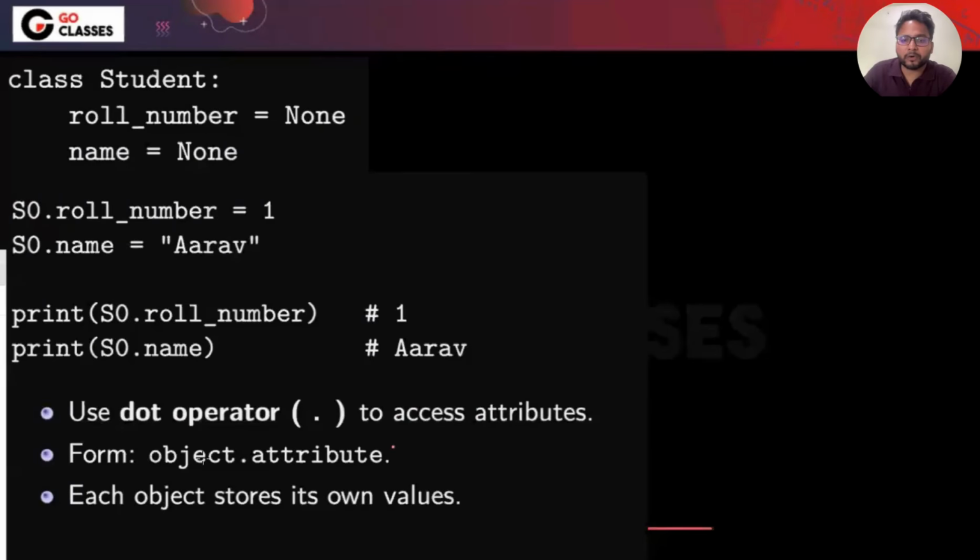Now, using the dot operator to access the attributes, the form is like this: object dot attribute name, right? So whatever is the attribute name, these are called attributes, right? And more specifically, what do we call them? Can anyone tell me? What do we call them? Class attributes, right? So these are the class attributes. Okay.